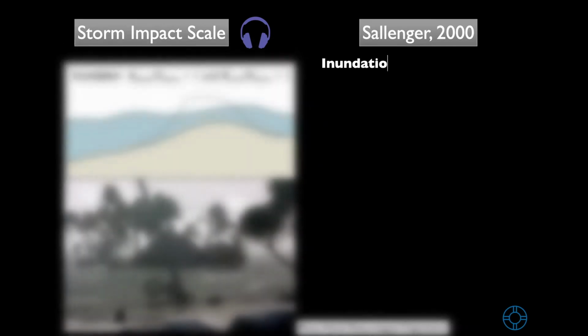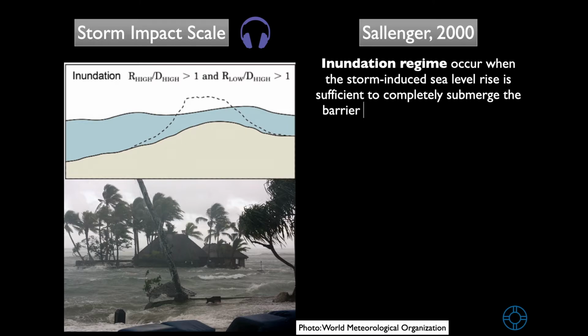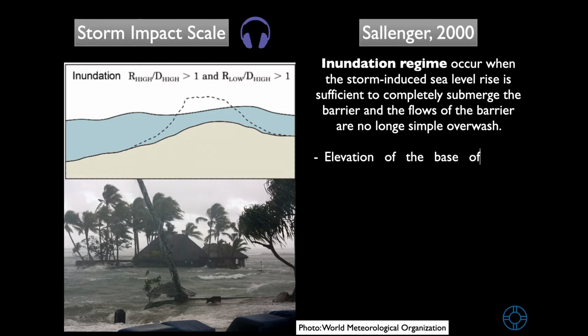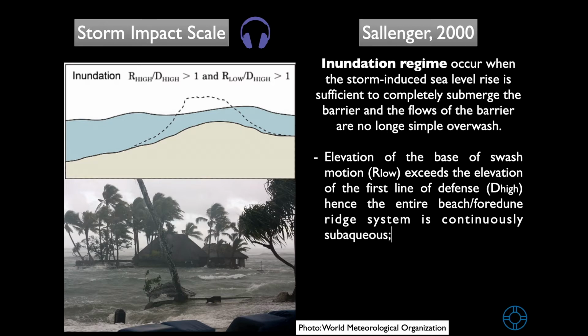The last one is the inundation regime that occurs when the storm-induced sea level rise is sufficient to completely submerge the barrier and the flows over the barrier are no longer simple overwash. The elevation of the base of swash motion, R low, exceeds the elevation of the first line of defense, D high. Hence, the entire beach or foredune ridge system is continuously subaqueous.